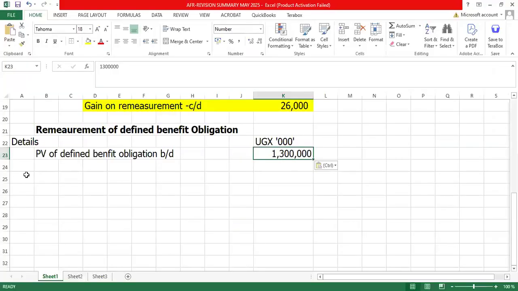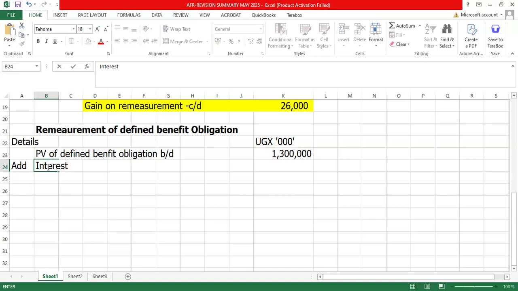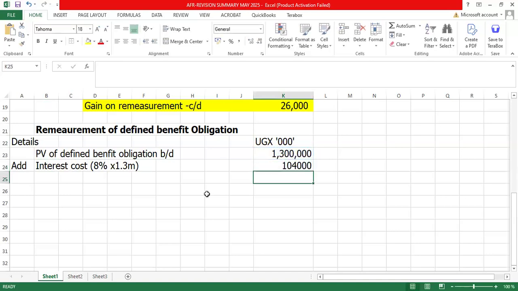Then we add what? We add interest cost. This is a cost. It's you to pay. So it is 8% times 1.3. Okay. So what do you get? 8% times 1.3. That's 104,000.